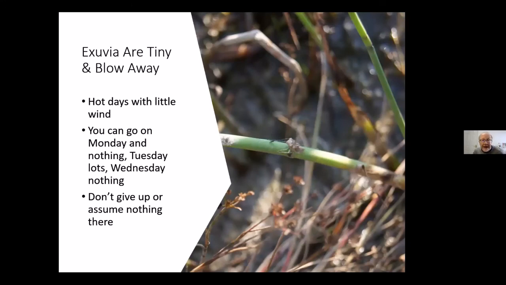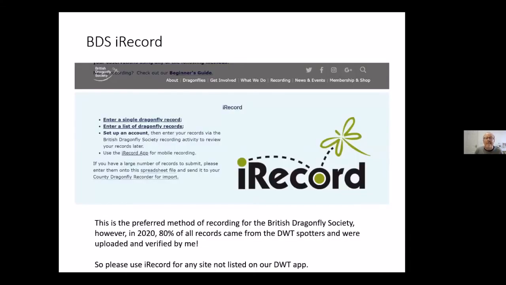If you want to collect the exuvia and take a look at them under a microscope, just remember that they're very tiny and they blow away. I carry with me little pots and slide my fingers up the vegetation just to slide it off, but be prepared that they're like rice paper, they do fly away.